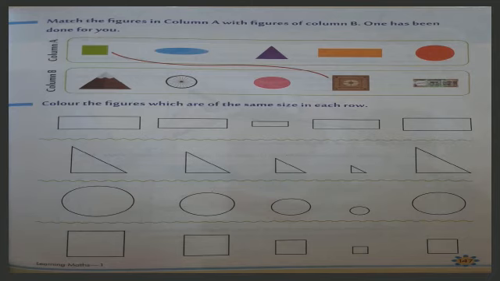See the first one. Here 5 rectangles are given, among which only 2 are the same in size. Let's find them. They are the second and fourth one from the left side. These two rectangles are the same. So color them with the same color. Isn't it interesting? Yes, it is very interesting.